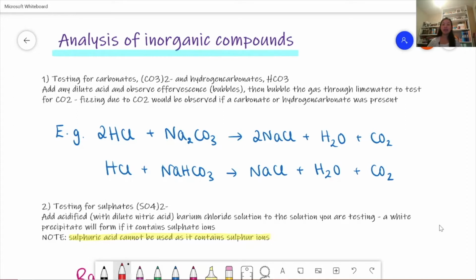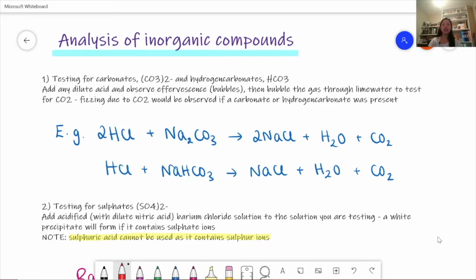So in this example, we have sodium carbonate reacting with hydrochloric acid to form sodium chloride, water, and carbon dioxide, which turns the lime water cloudy. And in the second example, we've got sodium hydrogen carbonate, and it does the same thing, but it only produces 1 mole of sodium chloride this time and uses only 1 mole of hydrochloric acid.